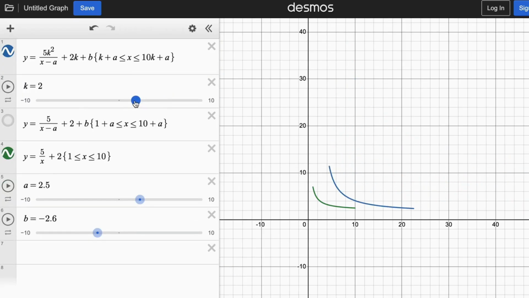So we can scale it up, as you can see, and it's the same image, right? And we can move it around very easily. So that is how we can scale and we can translate hyperbolas.